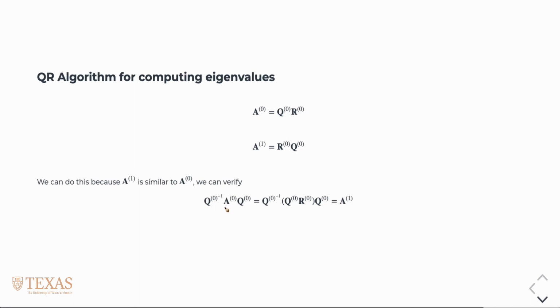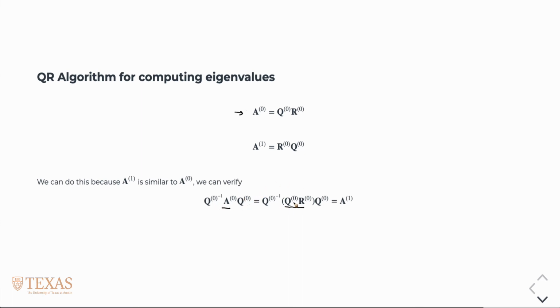First thing is, let's just start off with the first equation. The first equation is embedded in here. If you just look at it, it's A0 equals Q0 R0, the first iteration. And then what we're going to do is multiply on the left-hand side of both sides of the equation by the inverse of Q0, and on the right-hand side by Q0.